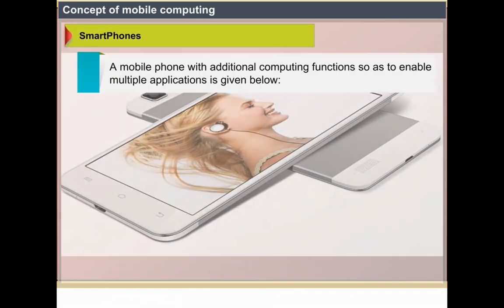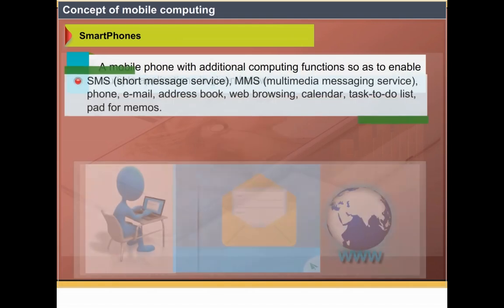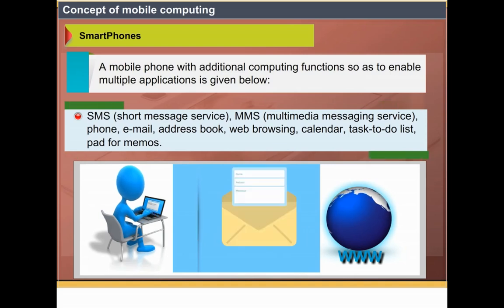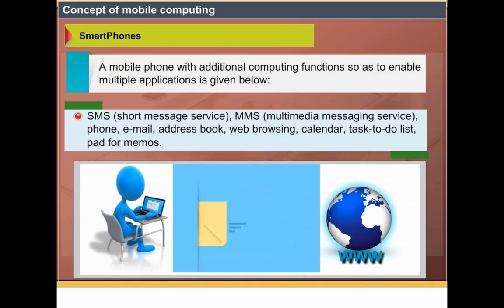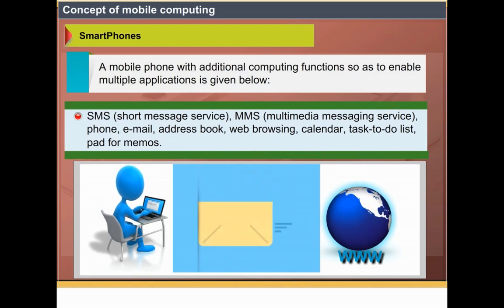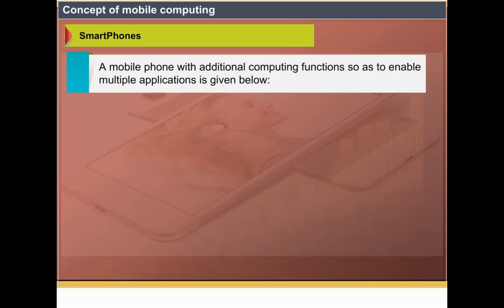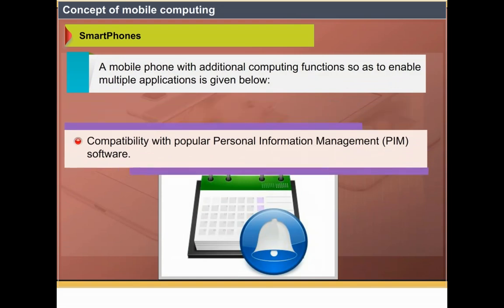Smartphones. A mobile phone with additional computing functions so as to enable multiple applications as given below. SMS, short message service, MMS, multimedia messaging service, phone, email, address book, web browsing, calendar, task to-do list, pad for memos. Compatibility with popular personal information management software.